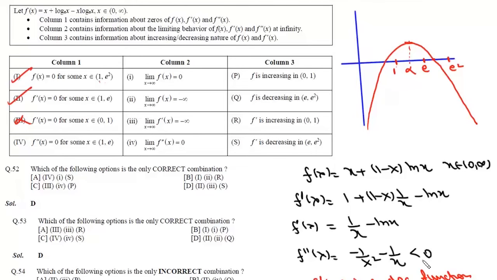So this statement 3 is incorrect, and f''(x) is equal to 0. Now f''(x) is always negative. So that means this statement 4 is also incorrect. Now limit x tends to infinity of f(x) is not 0, it is minus infinity. This we have already worked out.